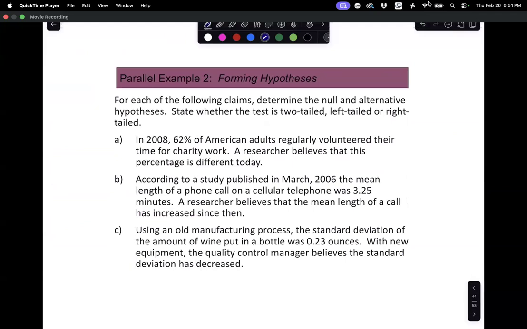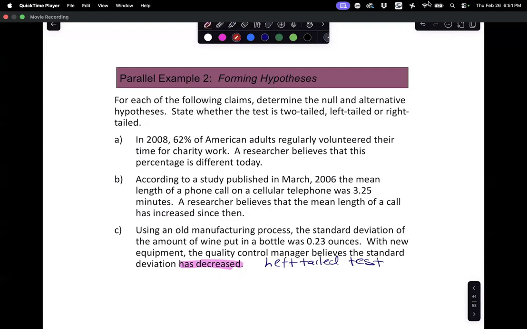Using an old manufacturing process, the standard deviation of the amount of wine in bottles was 0.23 ounces. With the new equipment, they believe it has decreased. Has decreased. Decreased means less than. So this is a left-tailed test because it says has decreased. Look for those trigger words.